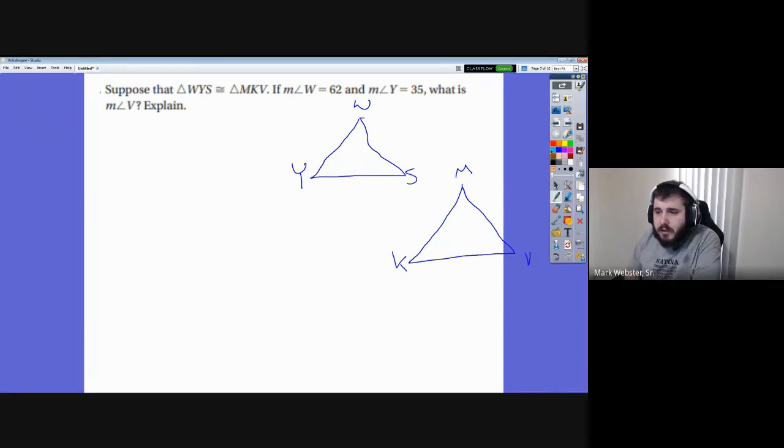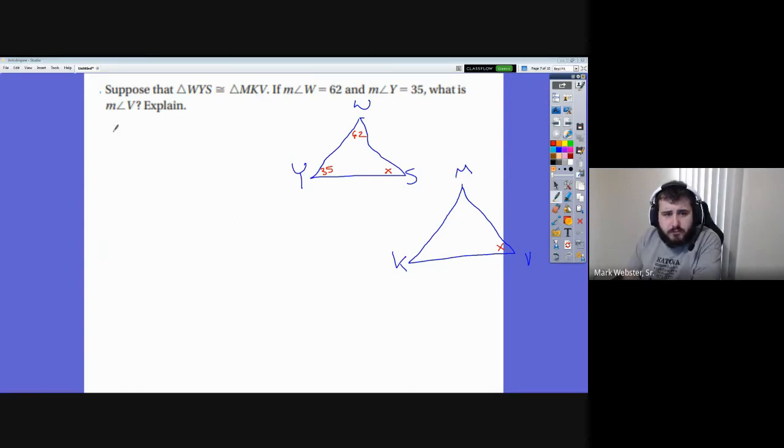And let me label now. So W is 62, Y is 35. And I want to find angle V over here. Well, angle V over here corresponds to angle S, right? So if I can find angle S, that's going to be the exact same thing as angle V, and that's all you have to do. So let's do that. These three should add up to 180, and once I find what X is, it'll be my answer for angle V.